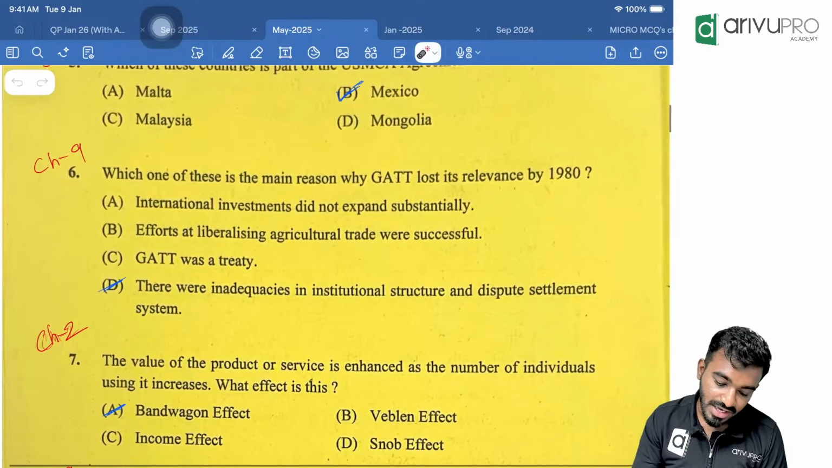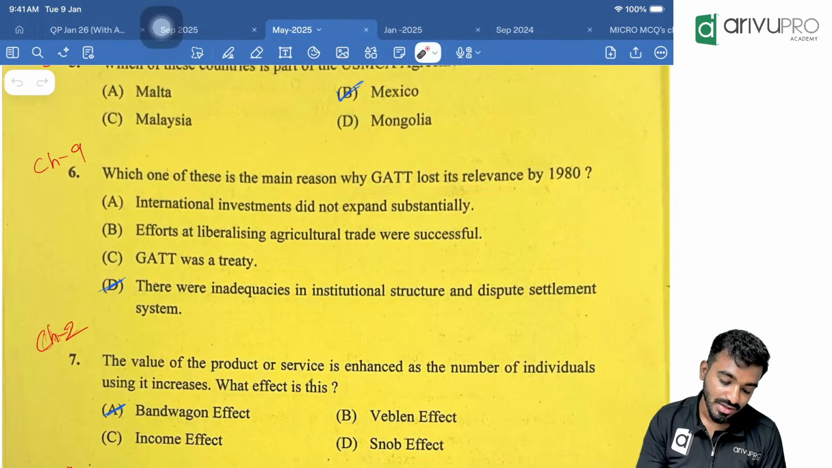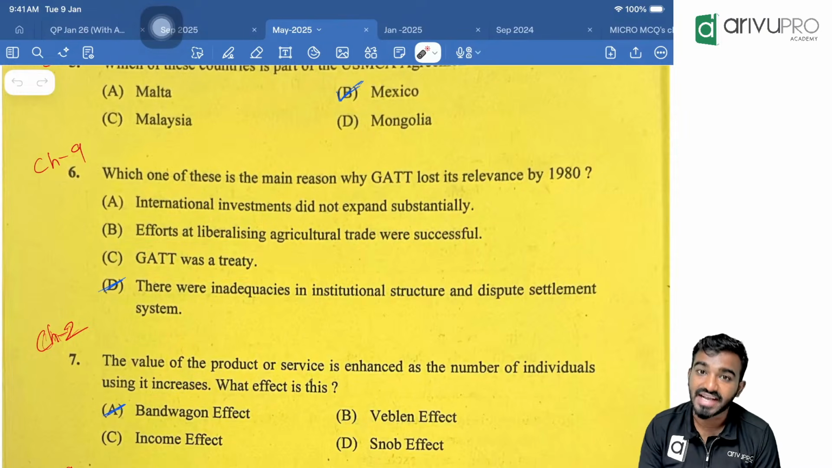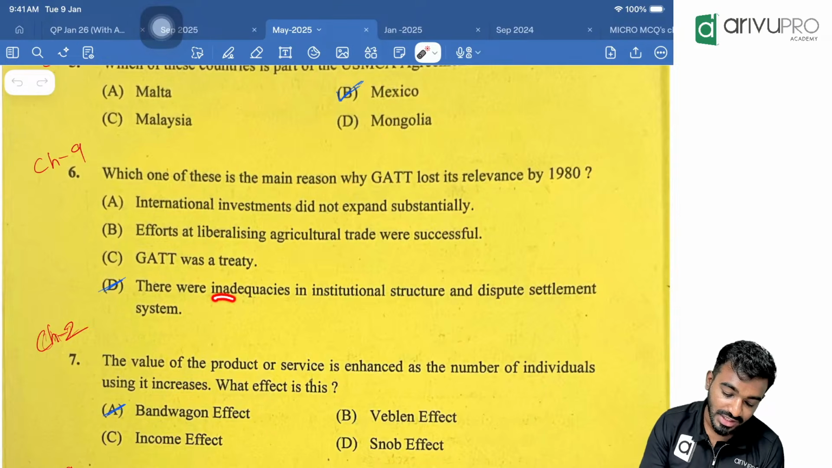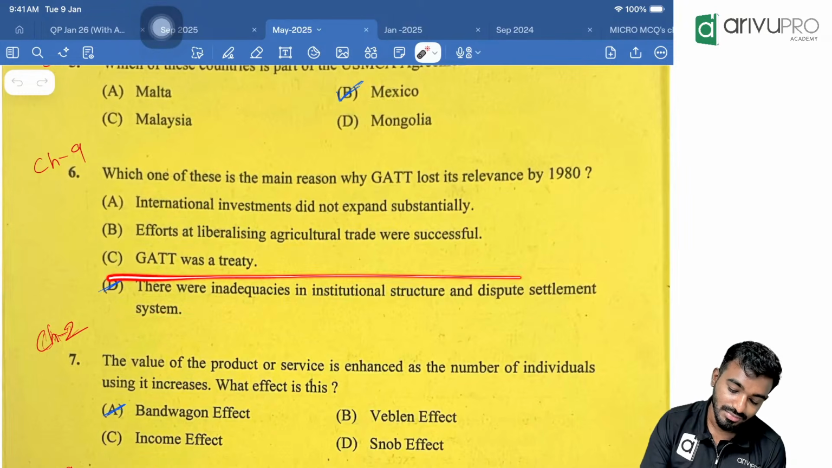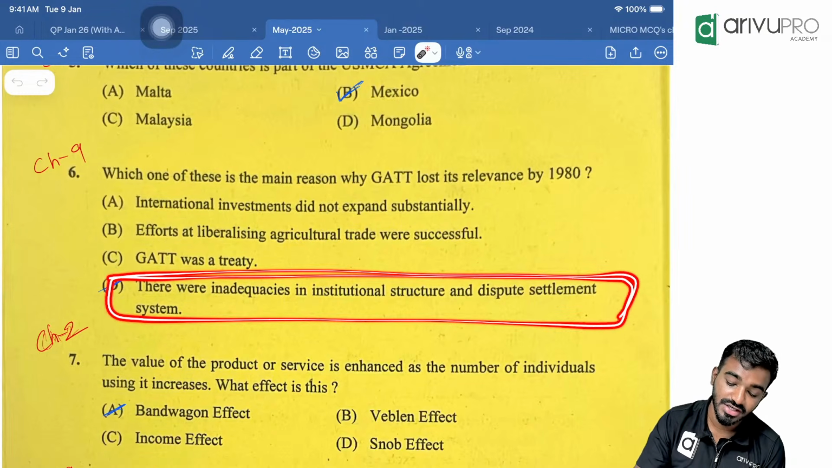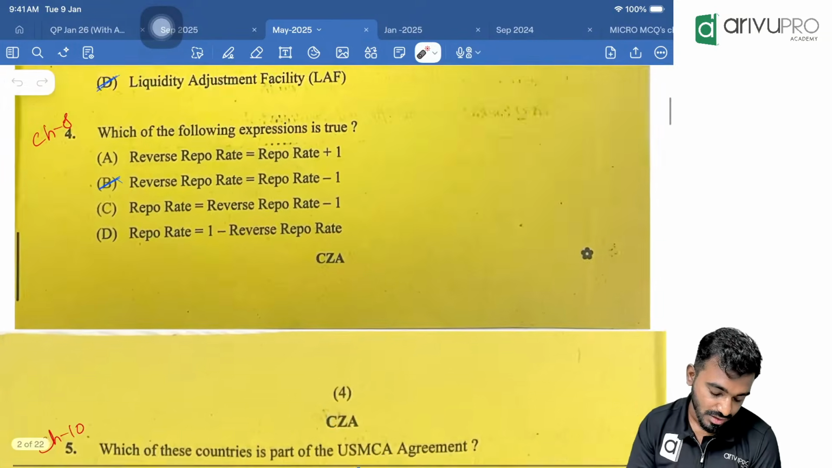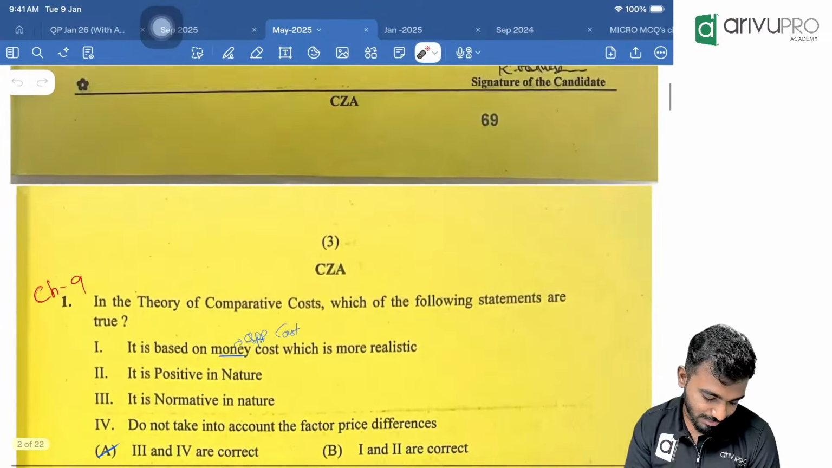Which one of these is the main reason why GATT lost its relevance? International investments did not expand. It expanded. Efforts to liberalize agricultural trade were successful. No, it was not successful. GATT was just a treaty. Yes, it was just a treaty. Secretariat, it is not a treaty. Next, there was an inadequate institutional structure in the dispute resolution system. Yes, this was another reason. Clear? Inadequate institutional structure and dispute settlement system was not there in GATT. So it lost its relevance after the 1980s. That's it.